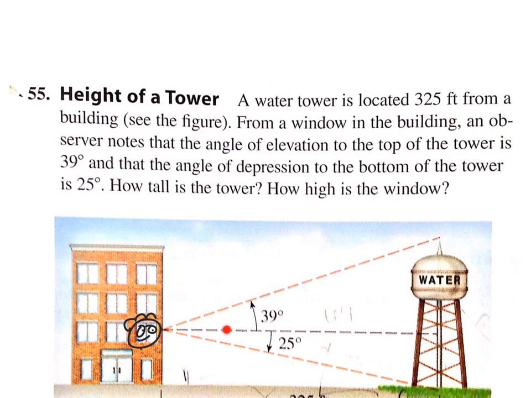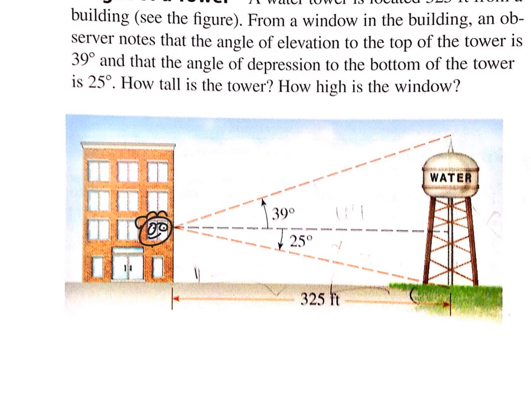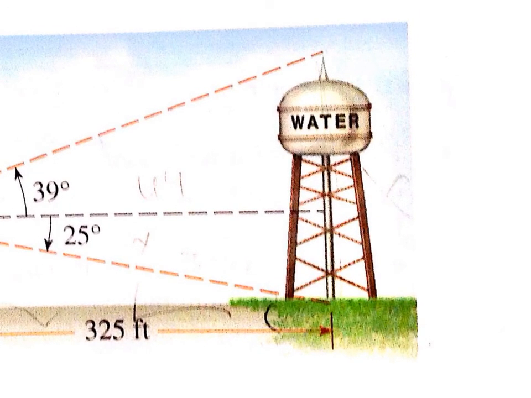Angle of depression, so from horizontal downward, angle of depression at the bottom of the tower is 25 degrees. How tall is the tower? And how tall is the window? How high is the window above the ground? So we are looking for this distance. This is our window height. And this distance, this is our tower height.